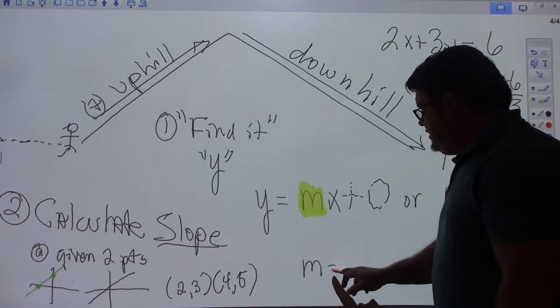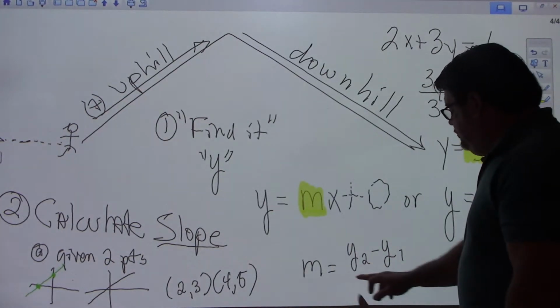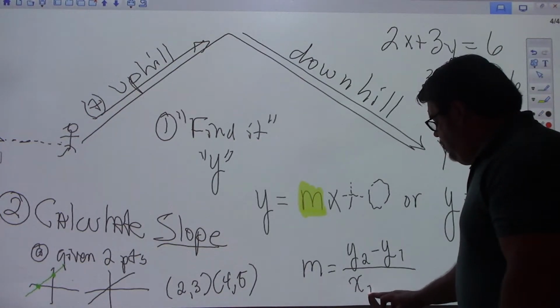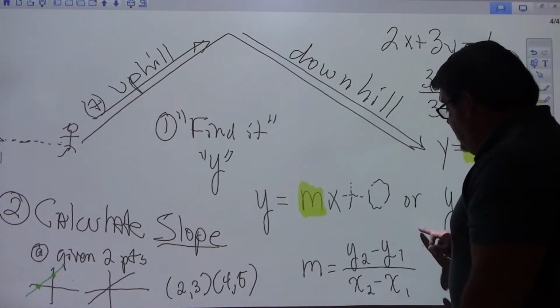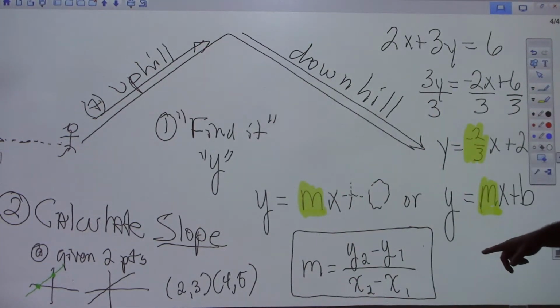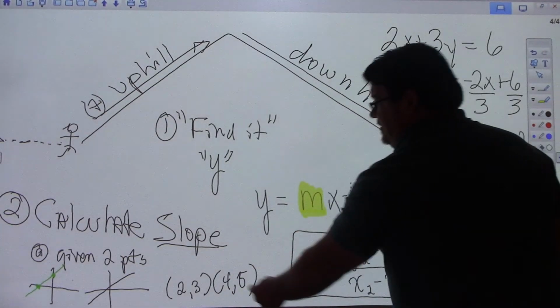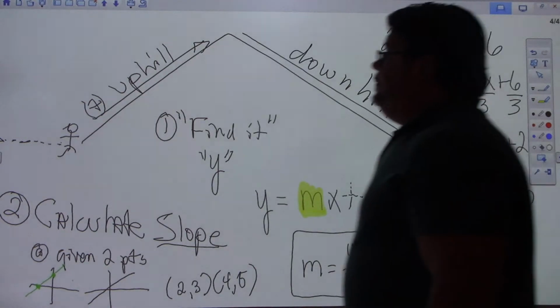M is equal to y sub 2 minus y sub 1 over x sub 2 minus x sub 1. Now it looks intimidating, and you need to highlight this just like you highlighted these. This is very important. That's your first formula that's very important in this section. You'll have 10,000 of those on homework and on the test. So you better learn how to use it. So let's take this guy right here: 2, 3, 4, and 5, and I'll go to the next page, and we'll do it.